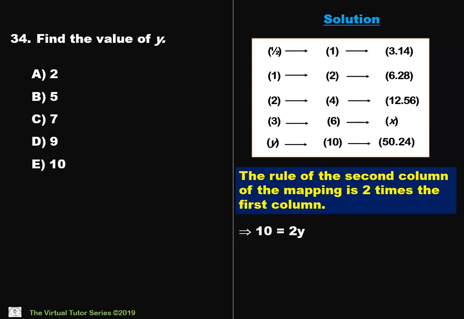So we have y to be equal to 10 over 2. 10 divided by 2 is 5. Therefore, y is equal to 5. Hence, option B is the correct answer.